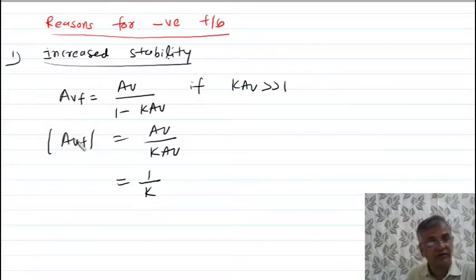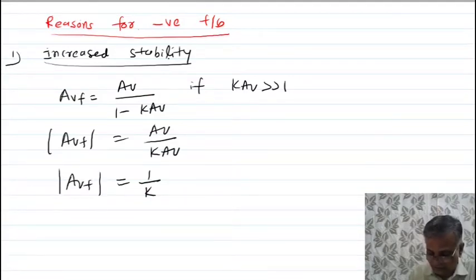This is important. Gain of the amplifier with feedback is nothing but 1 upon K, where K is called the feedback factor. So why have I written 1 upon K? Reason is that KAV is greater than 1, so 1 can be neglected. So AV upon minus KAV. If I take the magnitude, since K is negative, I can write like this. So the most important thing is that the gain of the amplifier with feedback depends only on K, depends only on the feedback network.